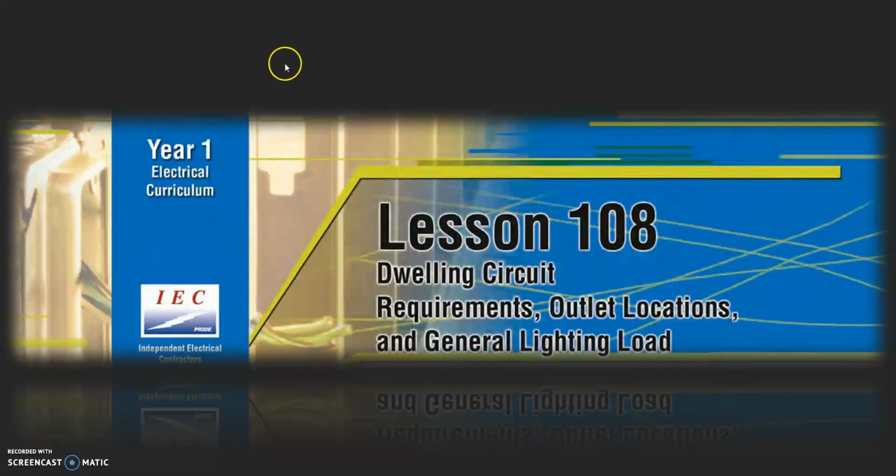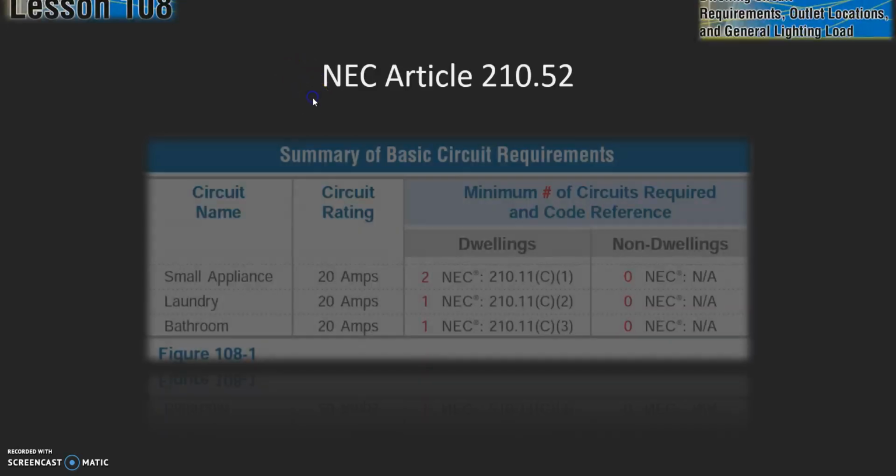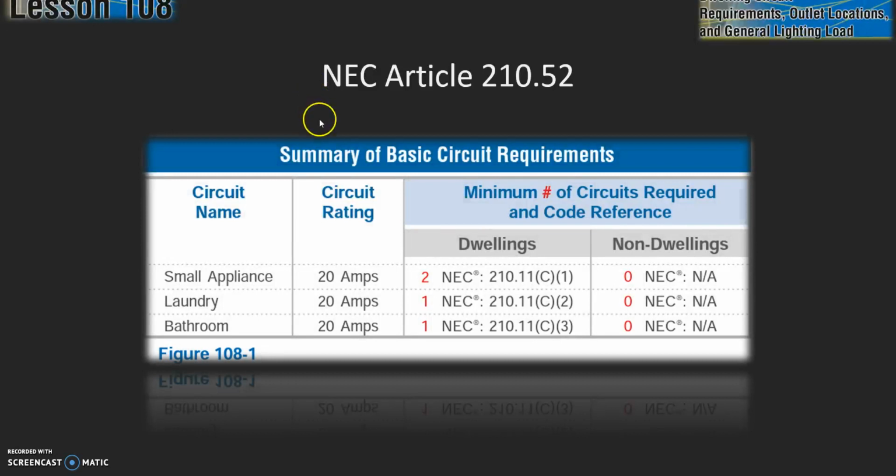So again, as we said, lesson 108. A lot of this we're going to study comes right out of the NEC Article 210.52 to be specific. And I pick this little chart out of your textbook here, really only for one reason. For our small appliance circuits, we need to provide a 20 amp circuit, and we need 2 of them in a dwelling, but you'll notice in a non-dwelling, we need none. Same with your laundry, 1 in a dwelling, 0 in non-dwelling.